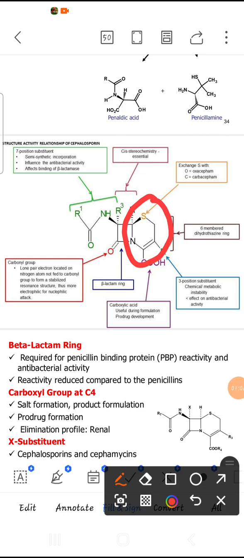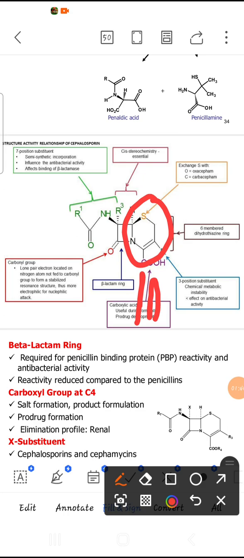In the case of penicillin, it is a thiazolidine ring. The beta-lactam ring is fused with the thiazolidine ring in penicillin, but in cephalosporin the beta-lactam ring is fused with the 6-membered dihydrothiazine ring. That is the difference. Generally, penicillins are more reactive than cephalosporins because of ring strain, while cephalosporins are less reactive in comparison with penicillin.